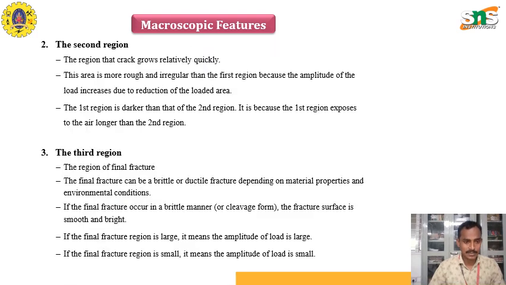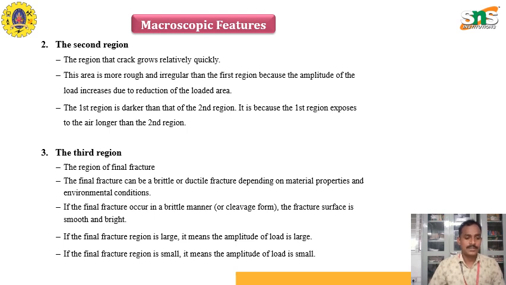The second region in the macroscopic features is the region where the crack grows relatively quickly. This area is rougher and more irregular than the first region because the amplitude of the load increased due to the reduction of the loaded area. The first region is darker than the second region because the first region is exposed to the air longer than the second region.